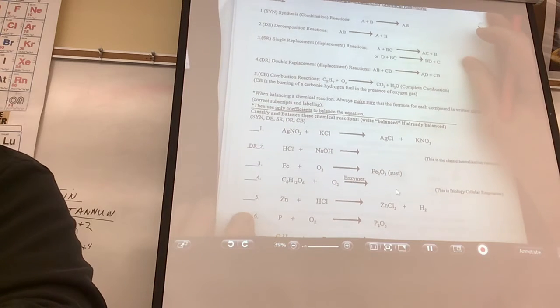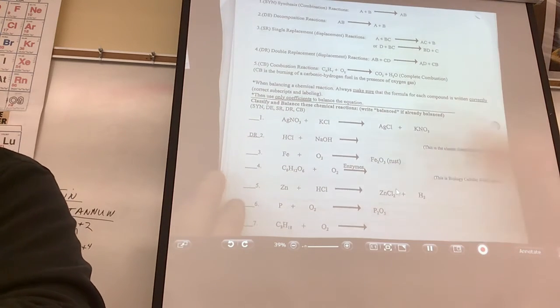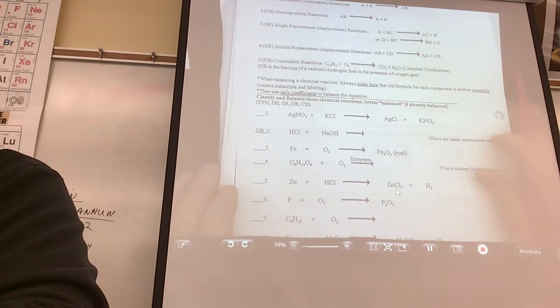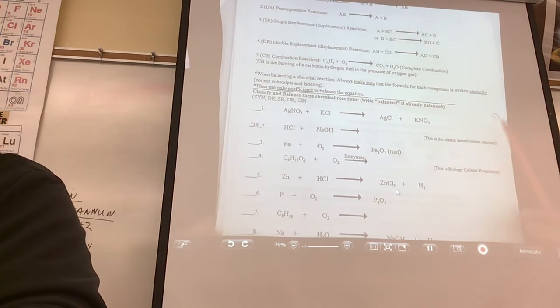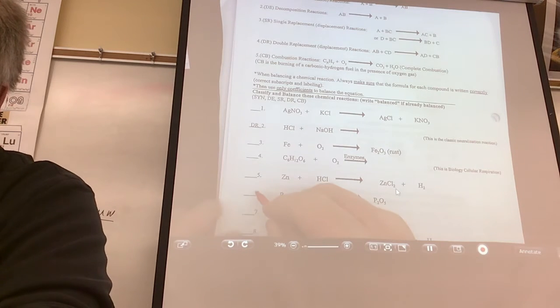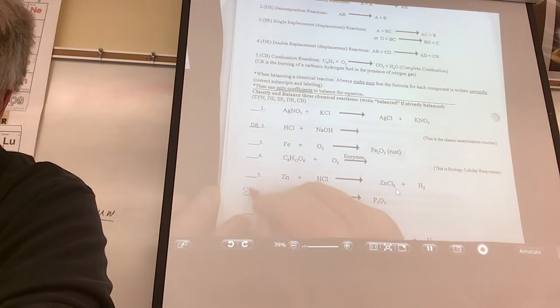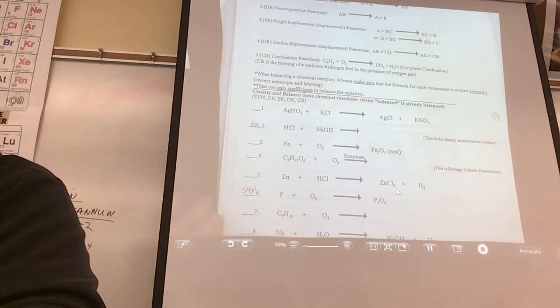Now, what I'd like you to do is go down here, and I know you're just starting. Today you're very fresh. Can you find something down there that kind of looks like A plus B, AB? Which one? Raise your hand and tell me which one you think might. All right, Tim. Number 6 kind of looks like it. Okay, I agree. Look at number 6. I think that would be classified as a synthesis reaction.